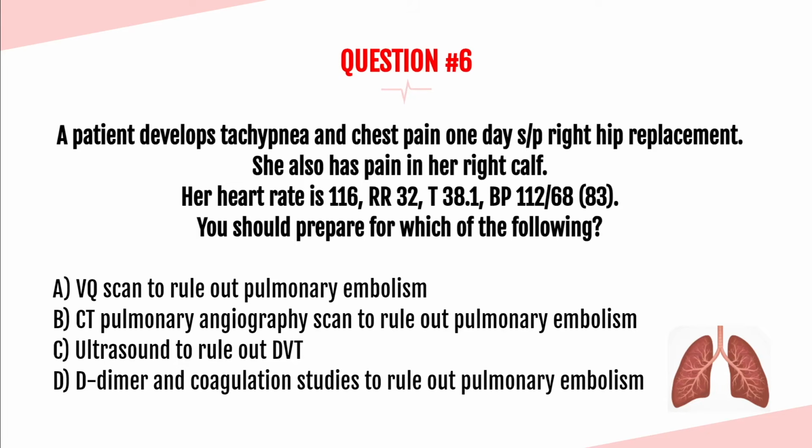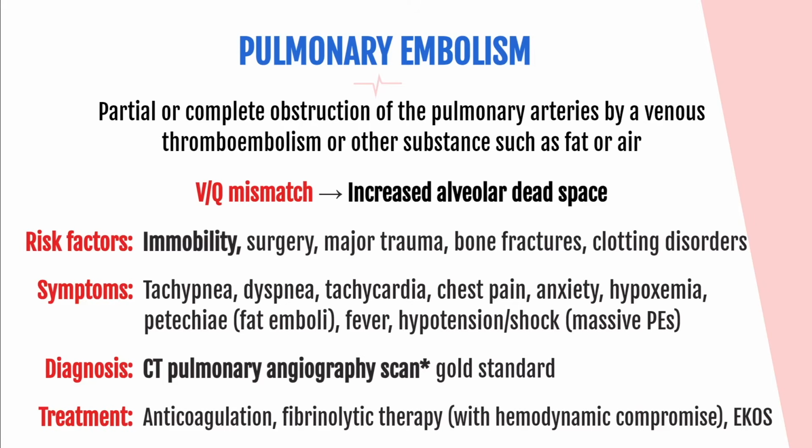And the answer here is B, CT pulmonary angiography scan to rule out pulmonary embolism. A pulmonary embolism is a partial or complete obstruction of the pulmonary arteries by either a venous thromboembolism or another substance such as fat or air.